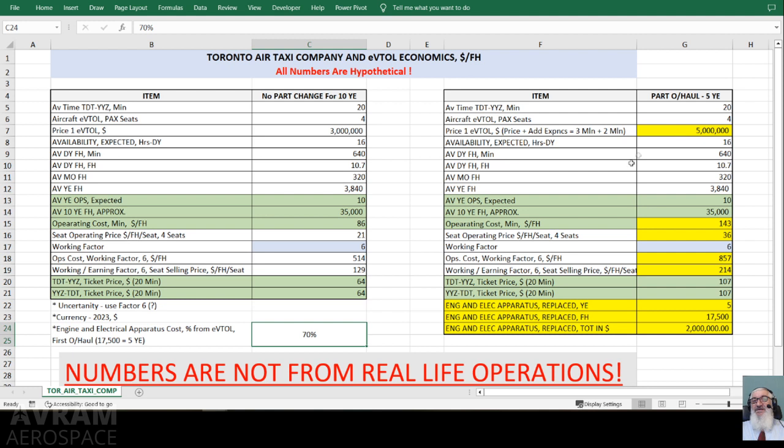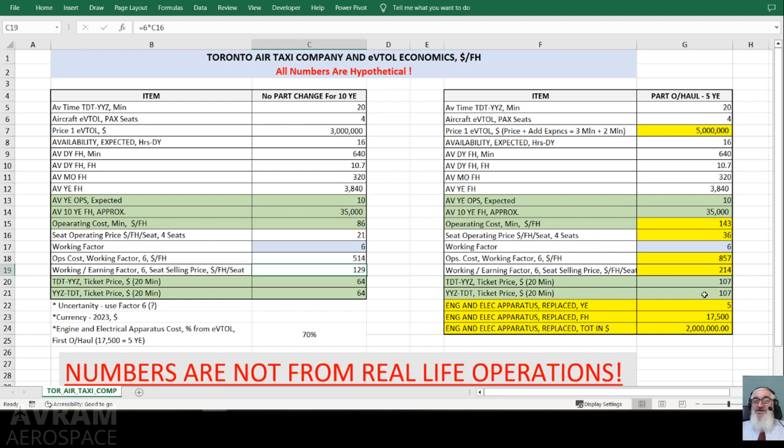What is the difference? Operating cost is now $143 per flight hour against 86. Per flight hour per seat for 4 seats is now $36 against 21. Applying this working factor 6, now what do we have? Operating cost is going to be $857 against 514. Seat selling price per flight hour per seat is $214 against 129. And the ticket price for a 20-minute flight is going to be $107.